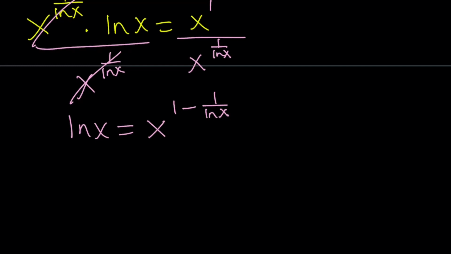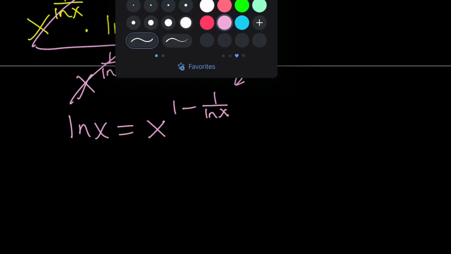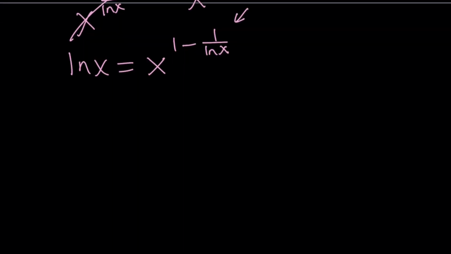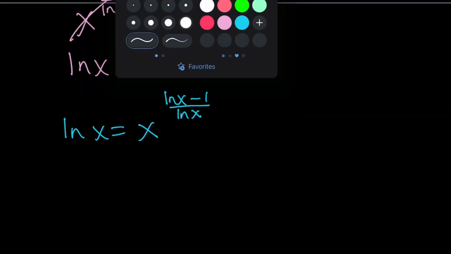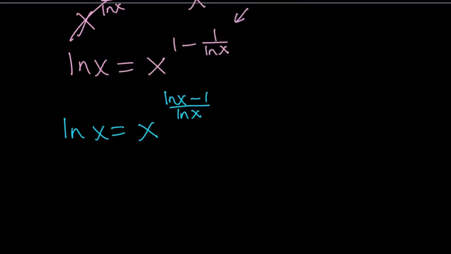So can we just use this, move this power? We can't. We have to ln both sides. But before we do, let's go ahead and simplify the right-hand side a little bit. So I want to make a common denominator here and write this as ln x minus 1 over ln x. Okay, that is my exponent. Now let's ln both sides, because when we ln both sides, we're going to get rid of the power, right? So ln x, and you're going to have double ln, which is kind of cool.